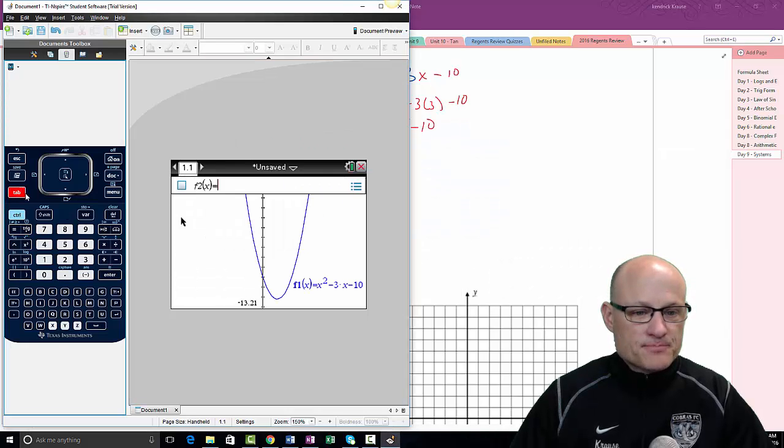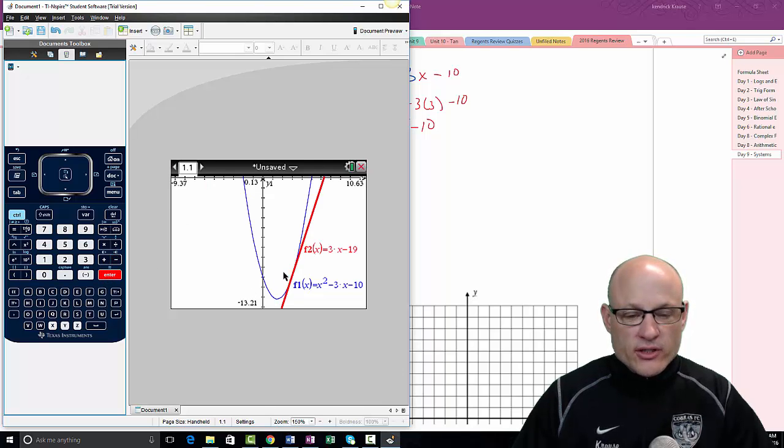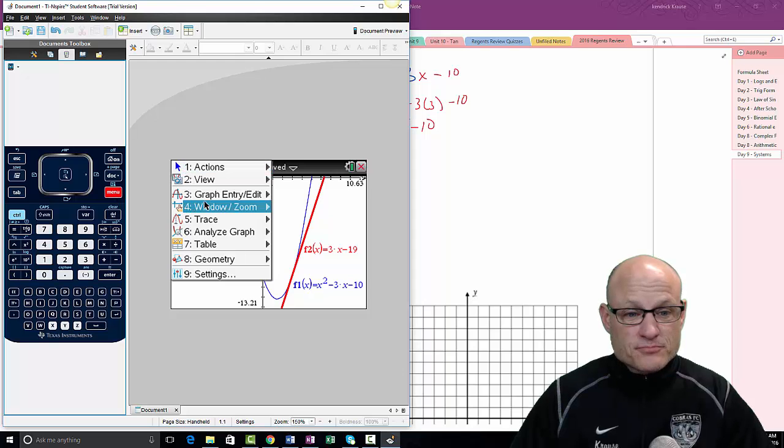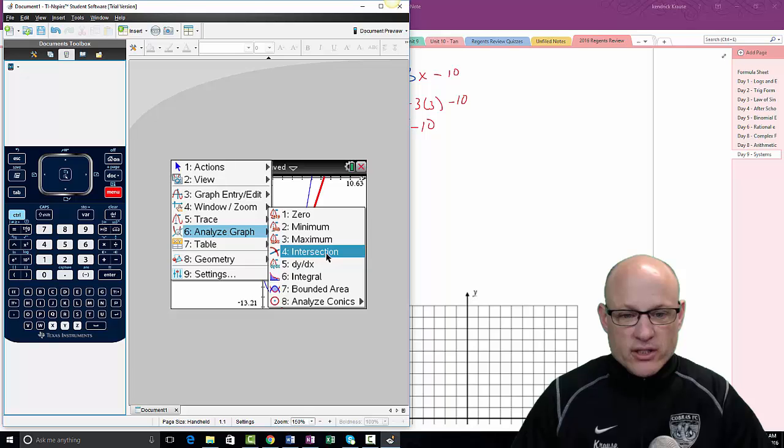We'll hit tab, 3x minus 19, and hit enter. And you'll see right there is the only point of intersection. Now I can also use my menu here to check it. Menu, analyze the graph.